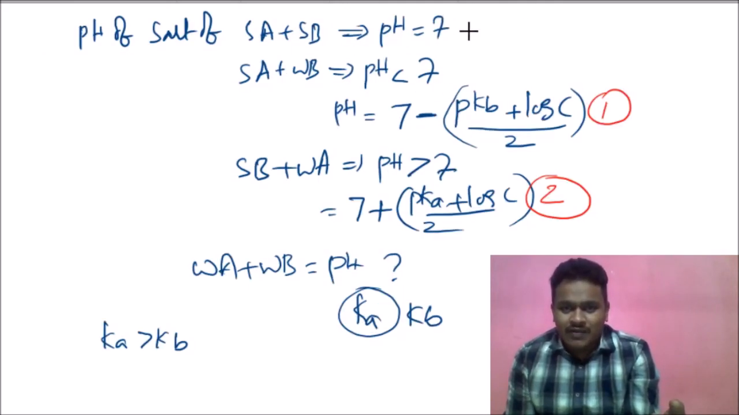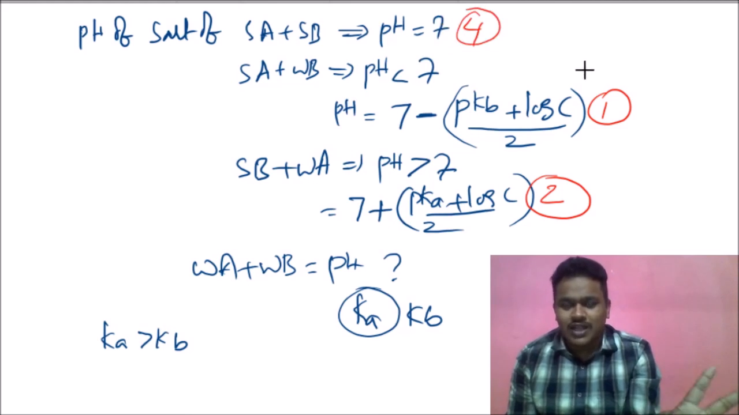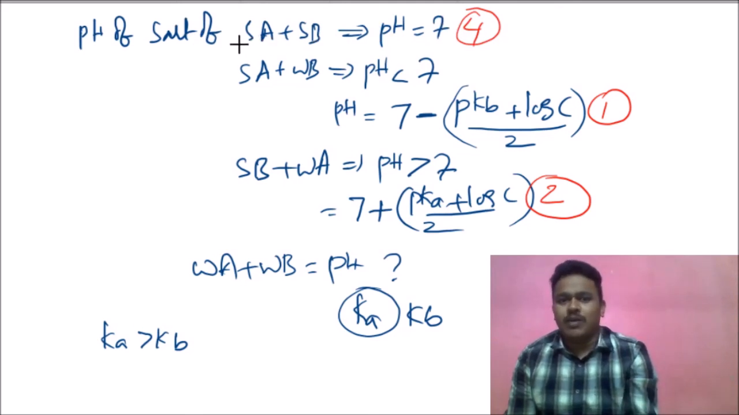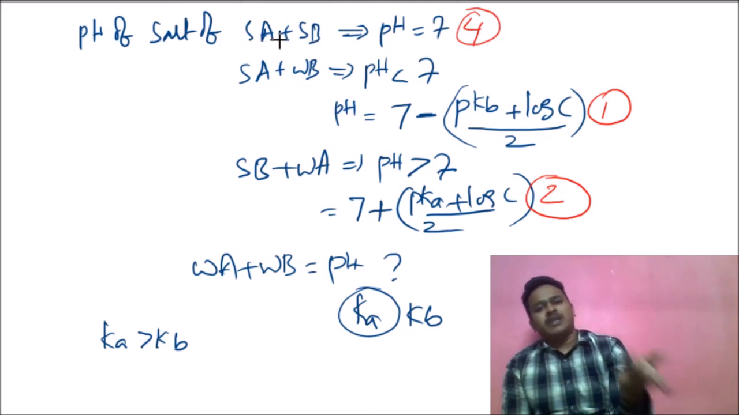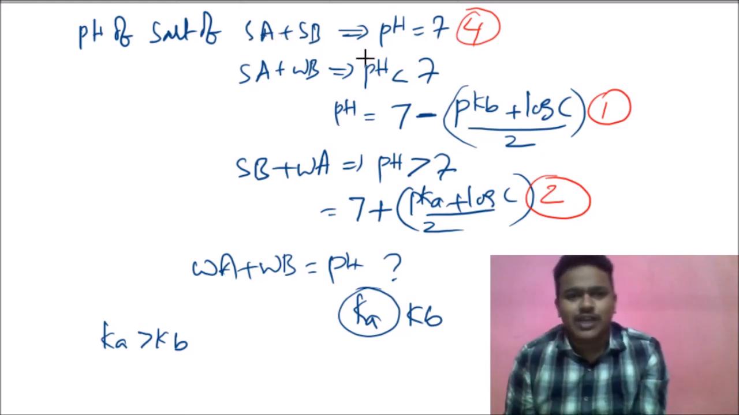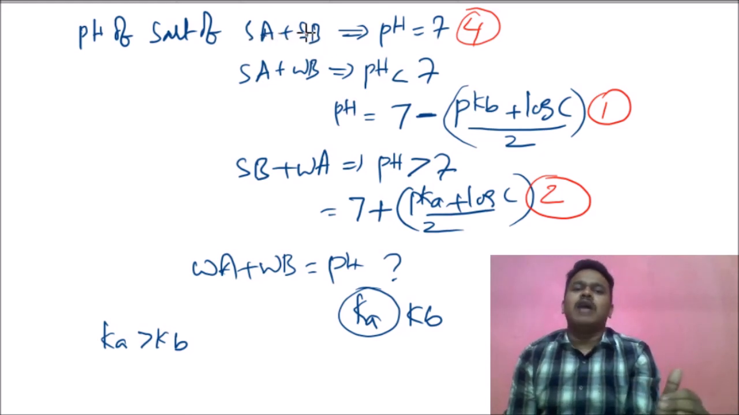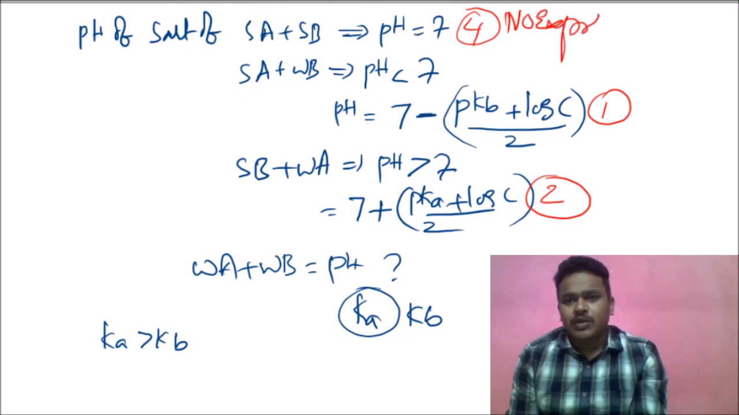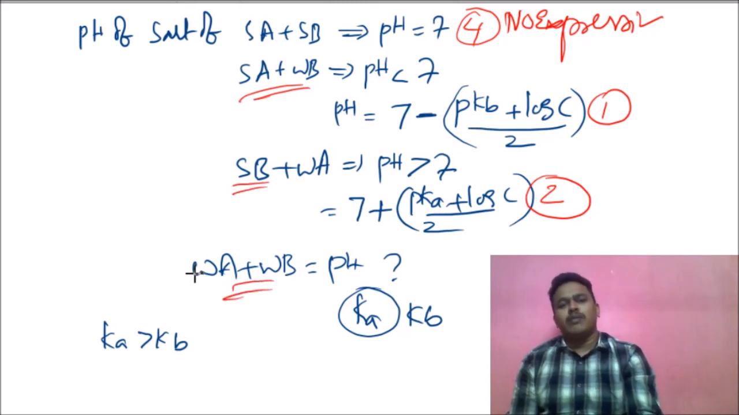For this, no formula is required. There are 4 salts, so 4 pH values. But the salt of strong acid and strong base doesn't have any formula, because based on the concept itself you can say both H plus and OH minus ions are available with equal concentrations, so the pH value is equal to 7. So for this one there is no expression, but for these three we have an expression. These three formulas we have to remember.